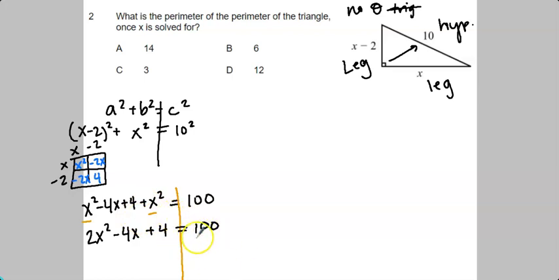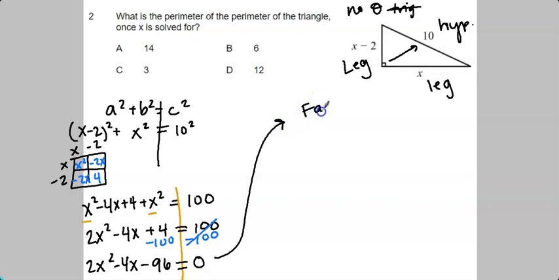So we just need to set this equal to 0, so subtract 100 and subtract 100. So that means we get 2x squared minus 4x, this would be negative 96 is equal to 0. All right, so we have this quadratic. Now we need to solve for x. So you could either use factoring or you could technically use quadratic formula. I personally suggest factoring. I think it's quicker and easier to do.